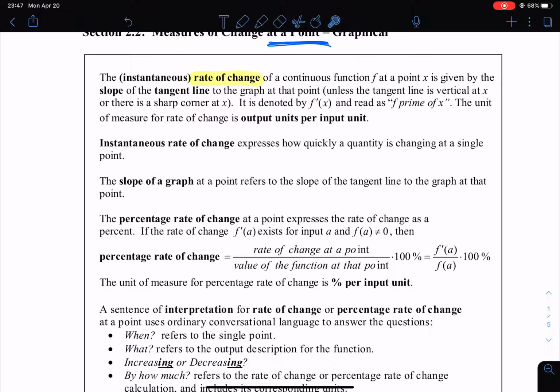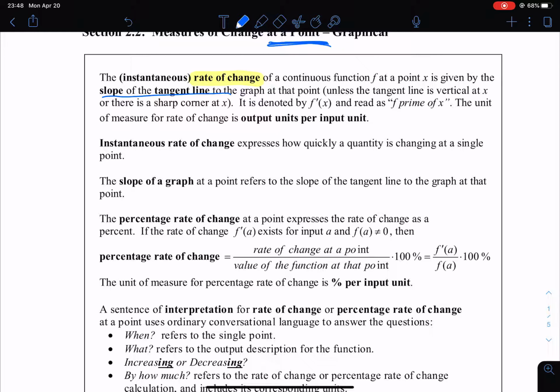At a single point is given by the slope of the tangent line. So this one is about a single point x. The rate of change at a single point is actually the slope of the tangent line. So last section is actually the slope. It's the secant line, the line that connects 2 points. But for this one, since we are given only 1 point, it's about the tangent line.